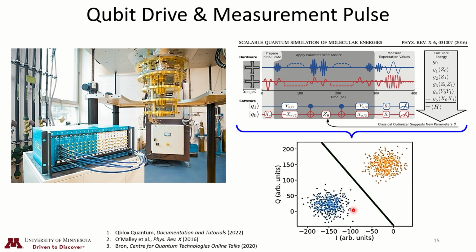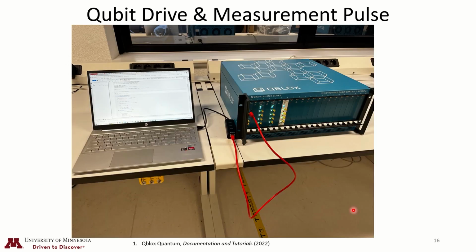You can identify those two. So again, here is the qubit control hardware from this company called Qblocks. And then here is the PC, the laptop, the desktop PC. Well, it's a laptop. And the laptop hosts the software. In this case, the software is run on a Jupyter notebook.